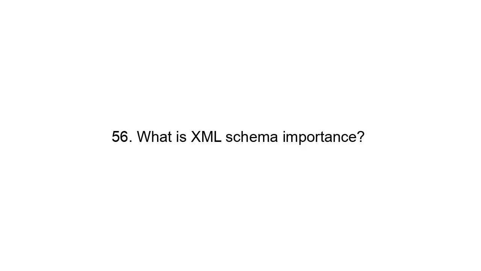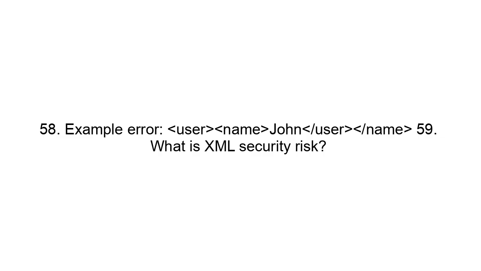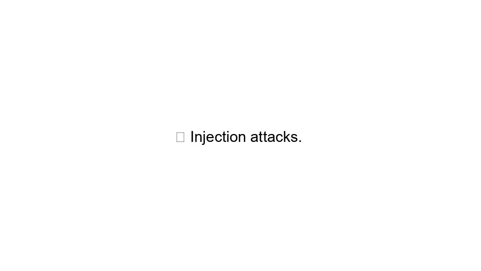56. What is XML schema importance? Ensures data consistency. 57. What is malformed XML? Incorrect XML syntax. 58. Example error. <user><name>John</user>. 59. What is XML security risk? Injection attacks. 60. How to prevent XML injection? Check validation. Check sanitization.